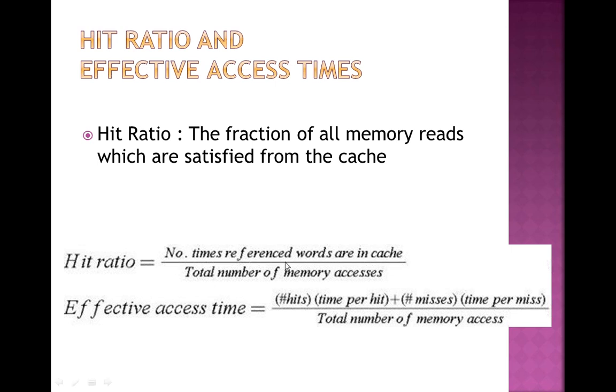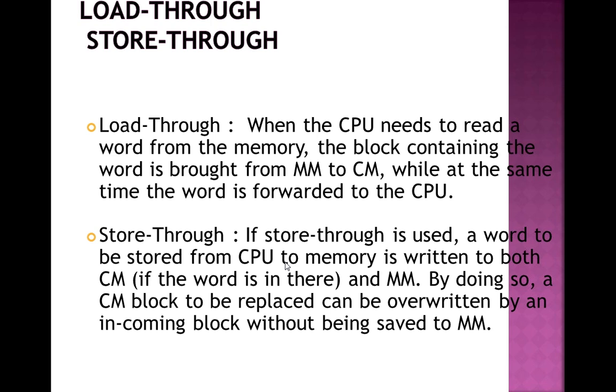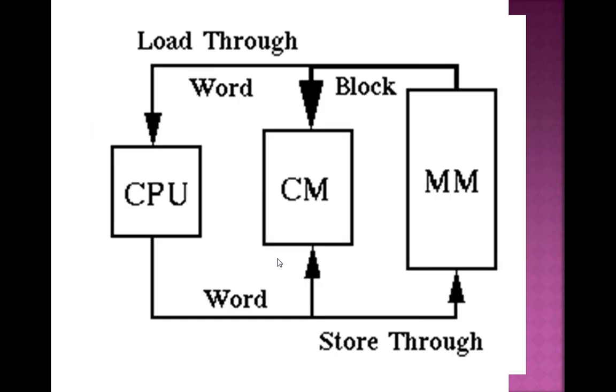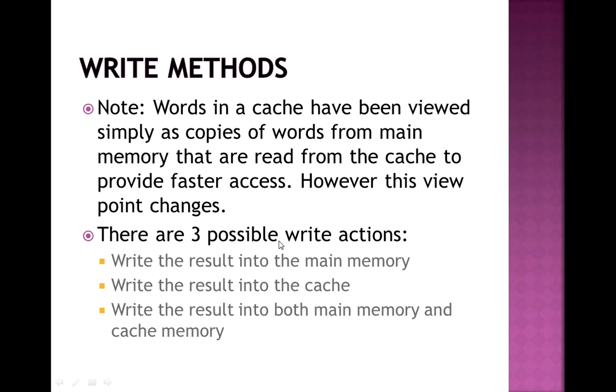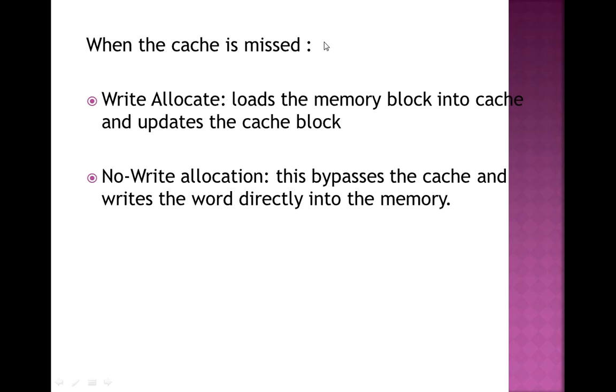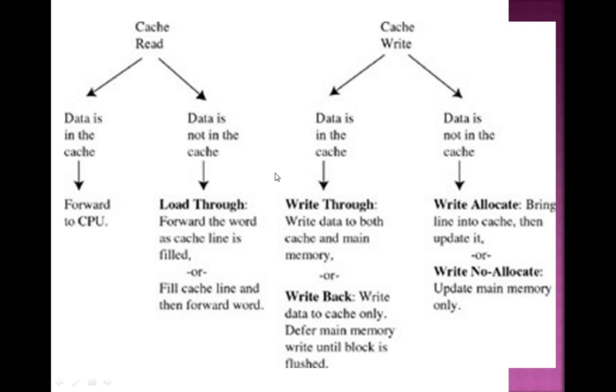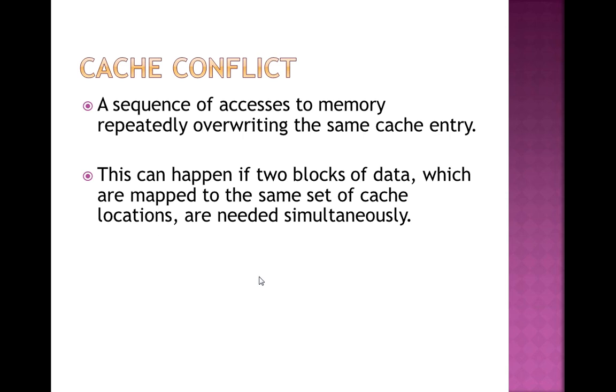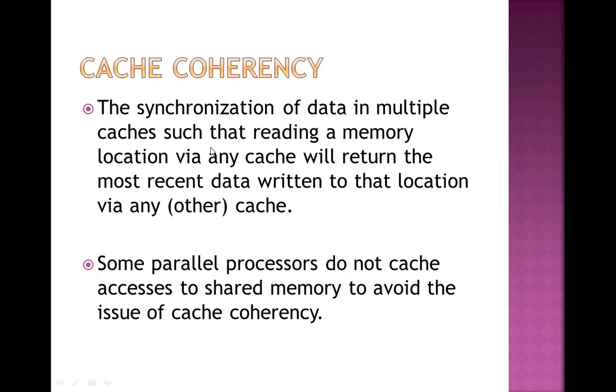Then we also discussed the hit ratio and the effective access time, and load through and store through. This is the diagrammatical representation of load through and write through. Then these are the write methods. As I discussed, there are two cases: if data is available in the cache and if data is not available in the cache. Then write through or write back. When data is not available, write allocate and no write allocate. This is the diagram that we discussed already. This is the cache conflict. Then we will also discuss cache coherency, that is, synchronization of data in multiple caches.